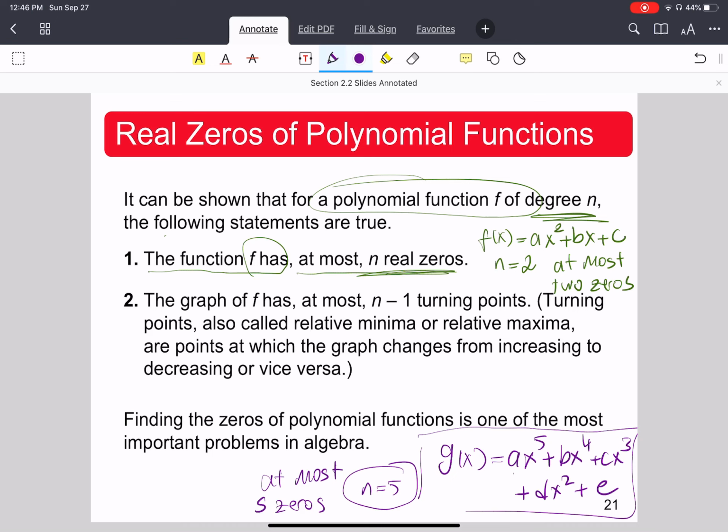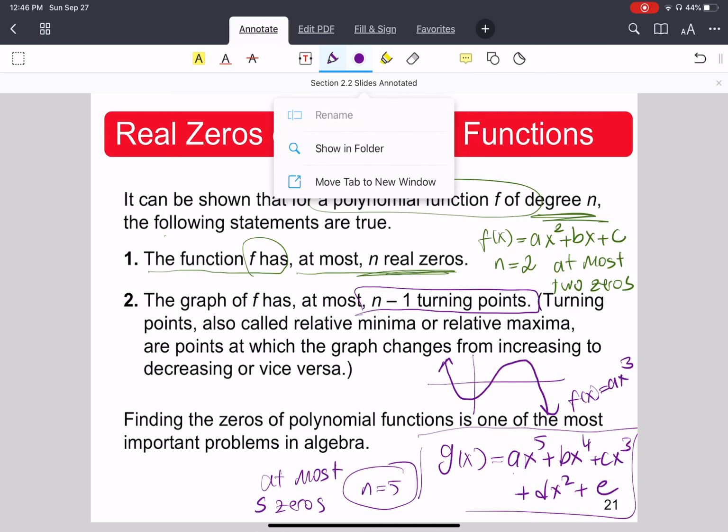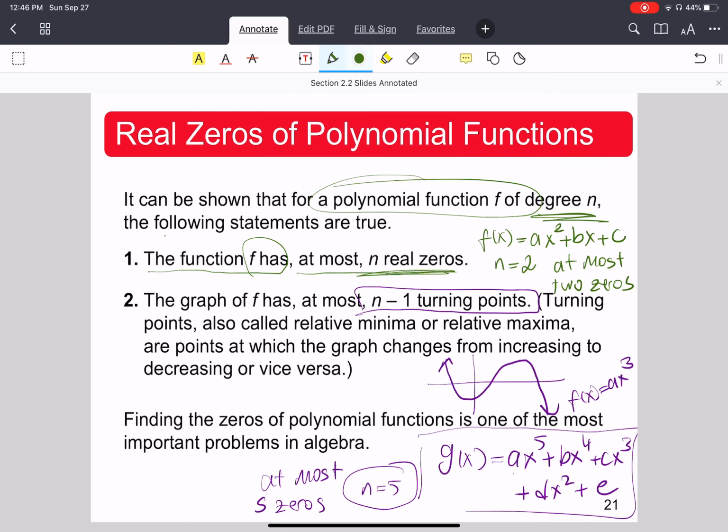Another thing we need to keep in mind is that the graph of a function will have at most n minus 1 turning points. You may remember the turning point idea I told you earlier. If you have a cubic function, f of x equals ax cubed, you may have something like this. The cubic function will have at most 2 turning points. So we're going to keep those two features in mind for polynomial functions.